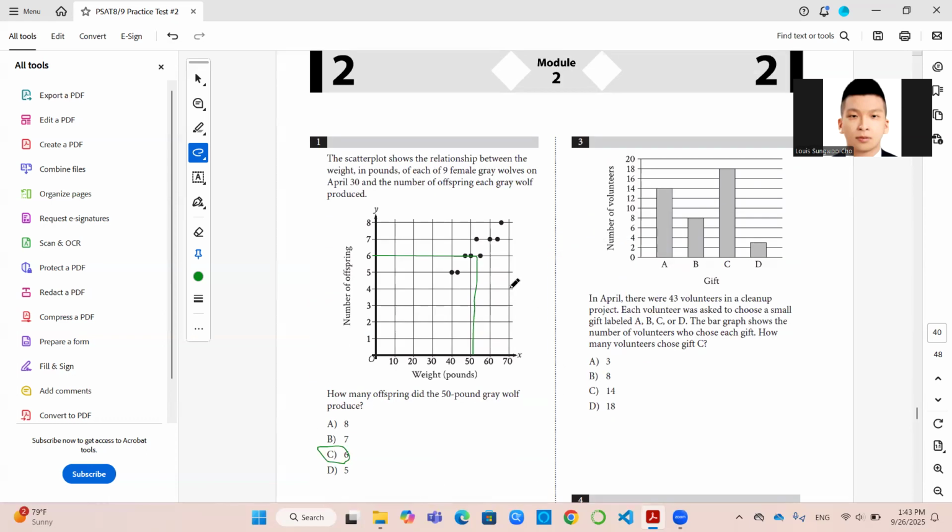In April, there were 43 volunteers in a cleanup project. Each volunteer was asked to choose a small gift labeled A, B, C, or D. The bar graph shows the number of volunteers who chose each gift. How many volunteers chose gift C? So it's 18. You can see here 18. So D is the correct answer.